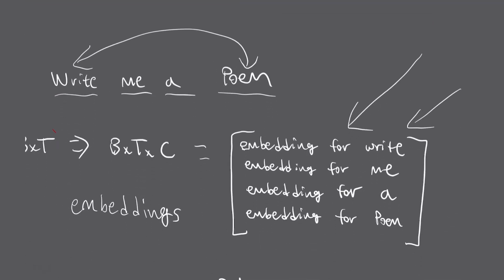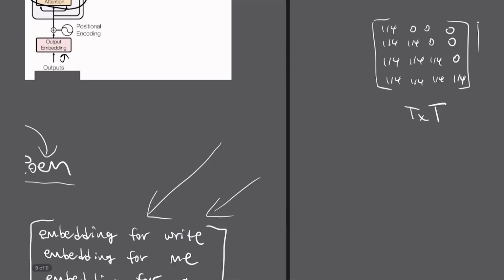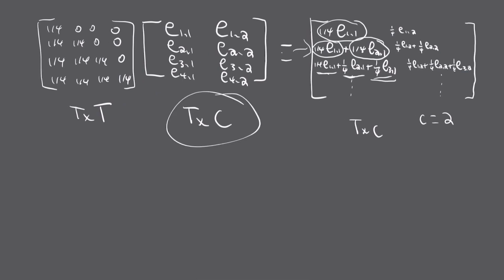We talked about how we want some way for the model to know what's important to pay attention to and what the relationships are between each sentence. So for every token, we average itself with what came before it. Write gets averaged with itself and what came before it, which is nothing. Me gets averaged with itself and what came before it, which is just write, and so on, right? And that can actually be represented as a matrix multiplication, where we just take the T by C embeddings and we multiply on the left with this T by T tensor.